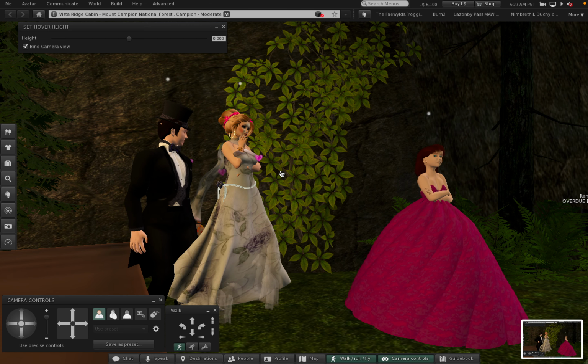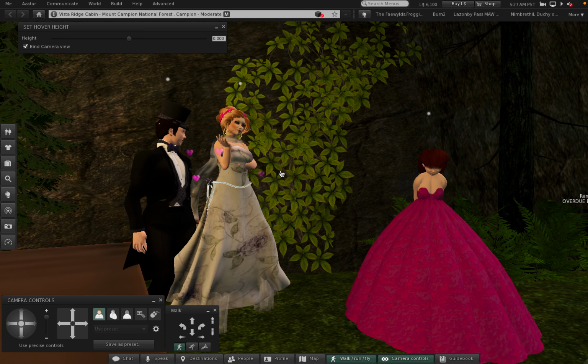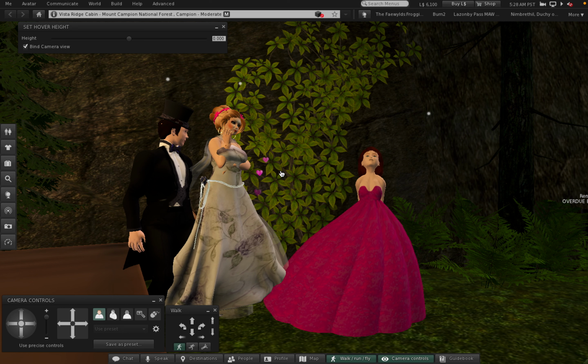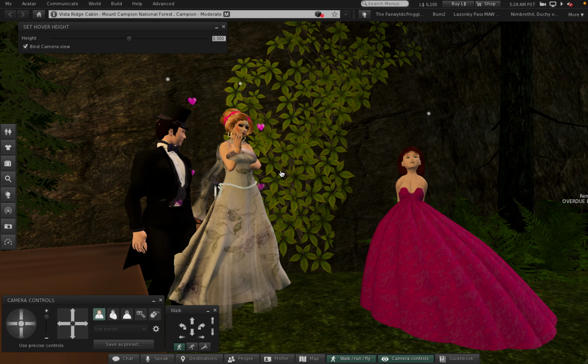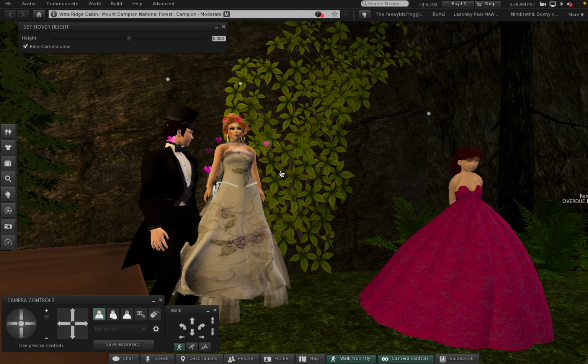There we go. All right, so we are back in Second Life. This is the Vista Ridge Cabin, Mount Campion National Forest. Campion is the name of the sim, and it's moderate for your protection.